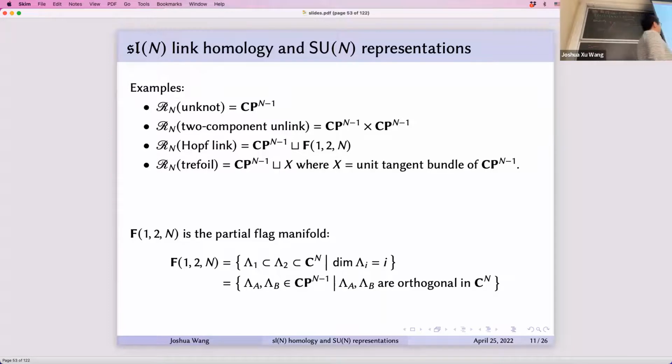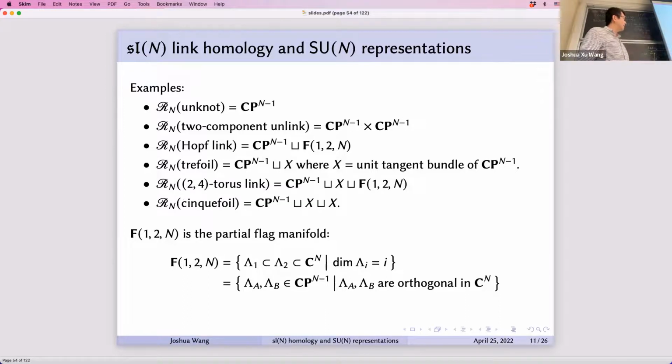The trefoil has two components. Again, a CP^(N-1) where all three points go to the same spot. But then there's an interesting other component, and it turns out it's the unit tangent bundle of CP^(N-1). It's pretty cool. And it turns out that for the rest of the (2,n) torus links, it's just built from these three basic spaces. You've always got one copy of projective space, you have a bunch of copies of X, the unit tangent bundle, and if it's a link, you have a copy of this other flag manifold.